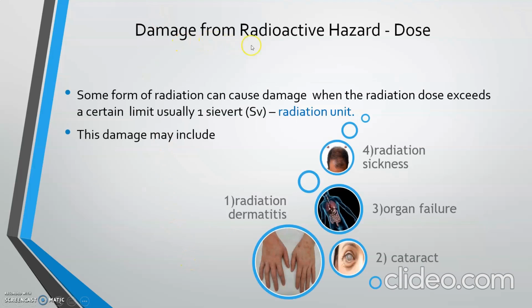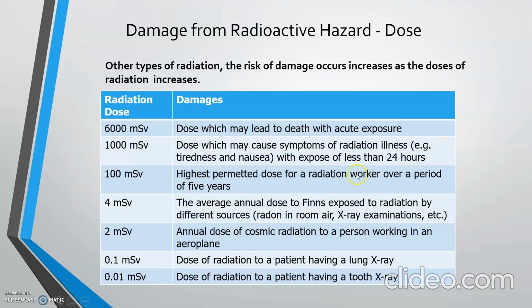For damage from radioactive hazard by dose, some forms of radiation can cause damage when the radiation dose exceeds a certain limit, usually 1 sievert, the SI radiation unit. This damage may include radiation dermatitis, cataract, organ failure, and radiation sickness. For other types of radiation, the risk of damage increases as the dose of radiation increases. So this is the radiation source and dose, and this is the damage that may happen.